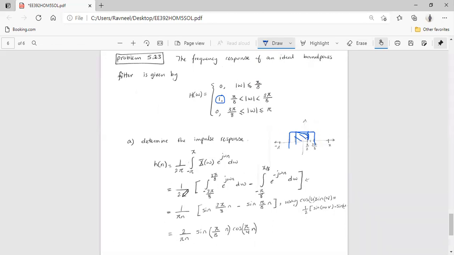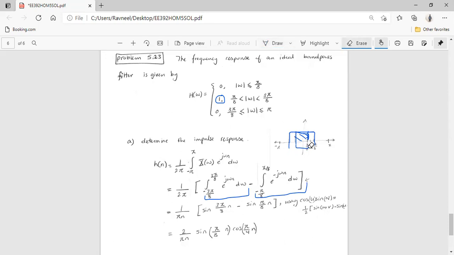So 1 upon 2 pi is just a constant. We keep it outside. We integrate negative pi till pi of X(omega) multiplied by e to the power of j omega n. So we assume our X(omega) is 1 throughout between these particular limits, right? So if we integrate, this furthest point is negative 3 pi upon 8. We integrate from this point till this point, and this is what we get. And then we subtract the middle part, that is integration between negative pi upon 8 till pi upon 8. So we get this particular part, right?